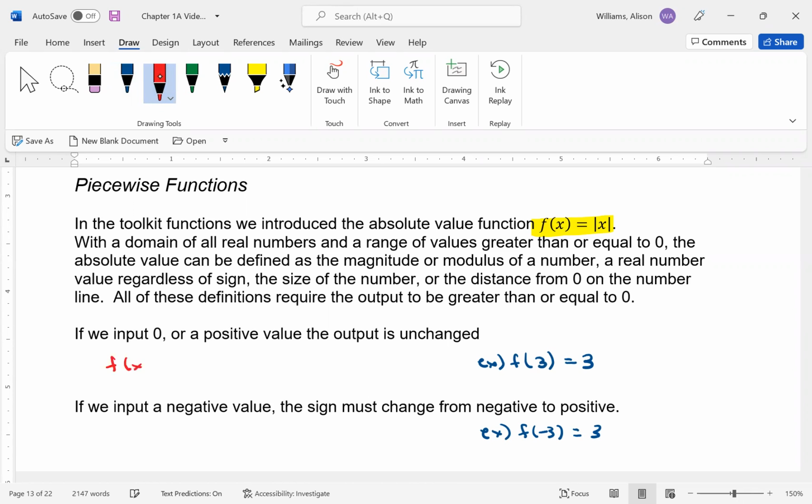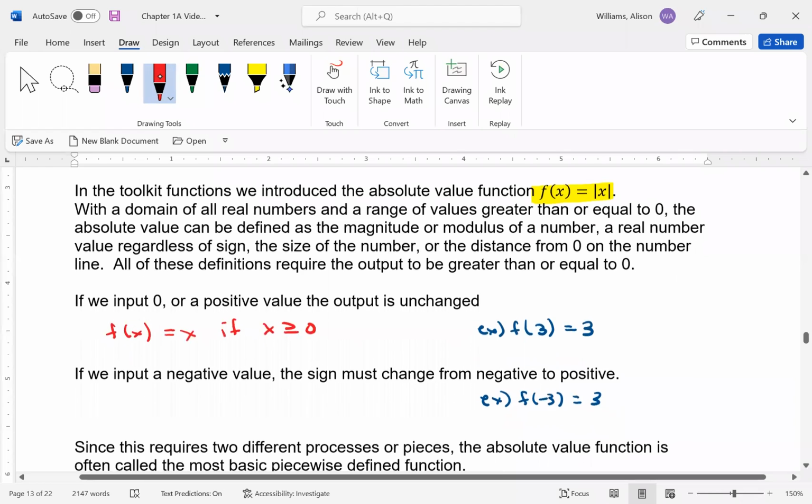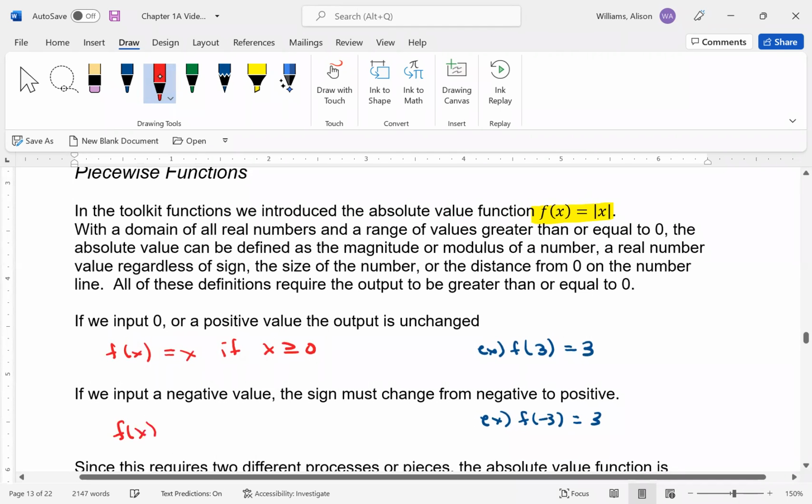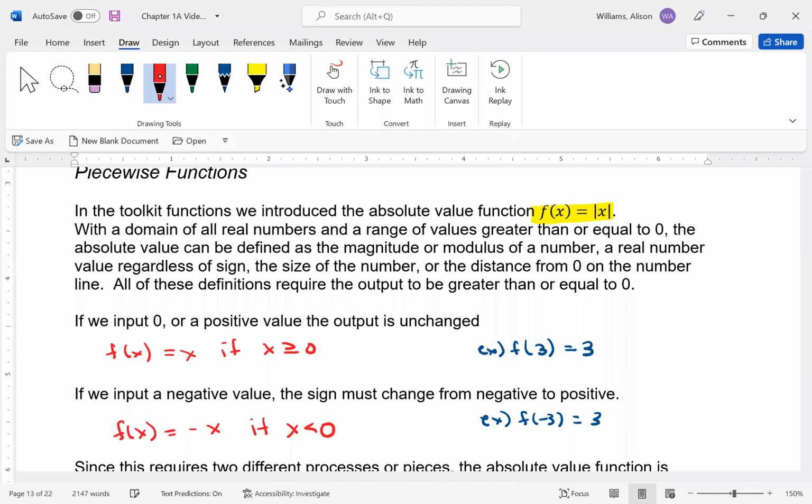As a function, if I plug in a value for x that happens to be 0 or a positive, I get out the same exact value. That's if x is bigger than or equal to 0. If I plug in a negative value, I need to switch the sign. To switch the sign, I can multiply by -1 or just write negative x, because then the negative of a number becomes a positive, right? Double negative becomes a positive. So that's if x is less than 0. So this is technically how we could think of the absolute value function, as 2 separate equations. That's the idea behind piecewise functions.